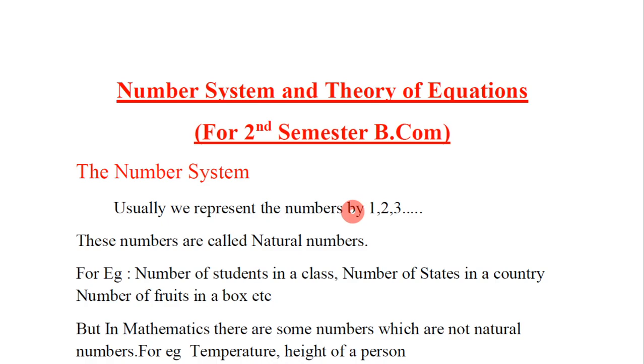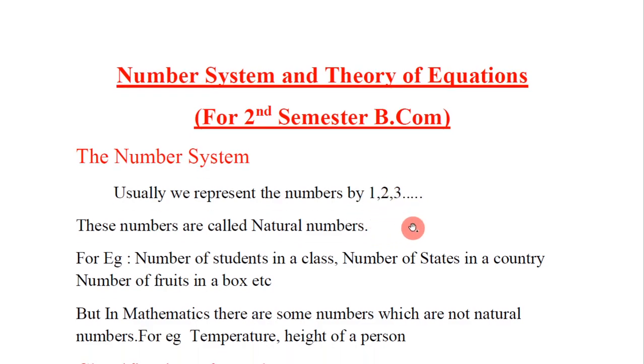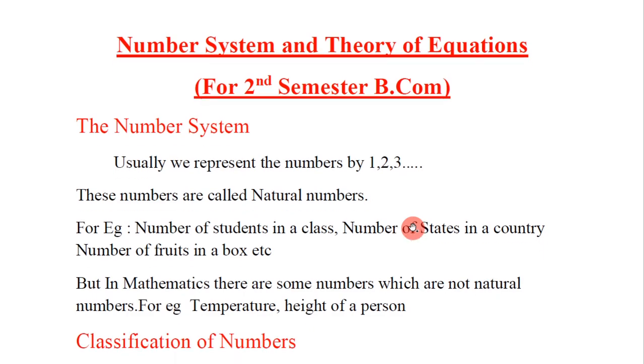So, first we recall some definitions of different types of numbers which you already studied in your high school classes. In number system, usually we represent the numbers by 1, 2, 3, etc. These numbers are called natural numbers. For example, number of students in a class, number of states in a country, number of fruits in a box, number of birds, number of books, number of pens, etc.